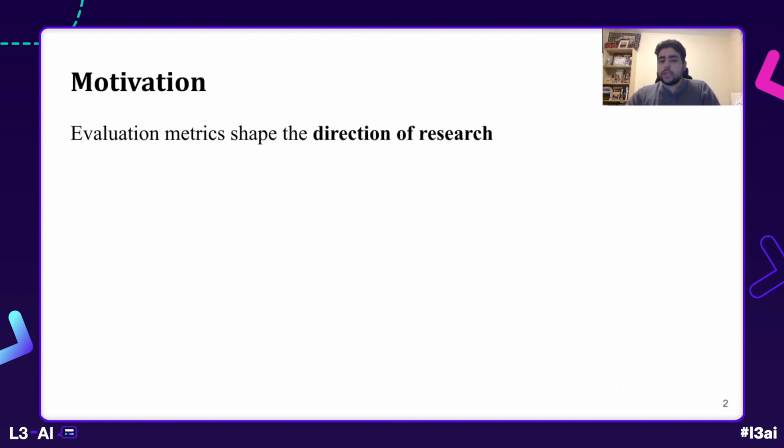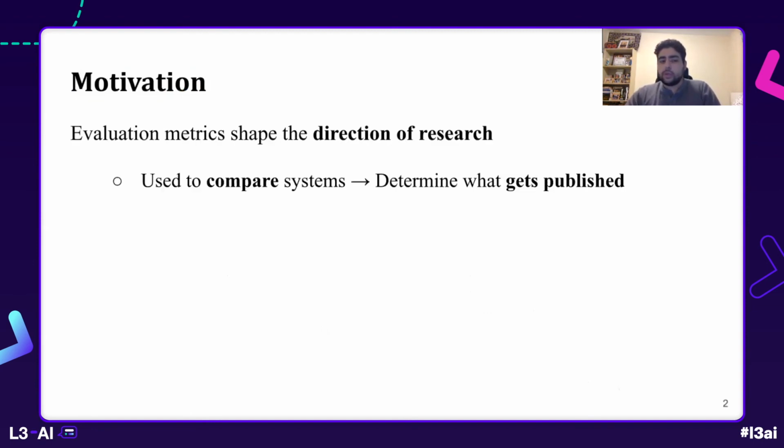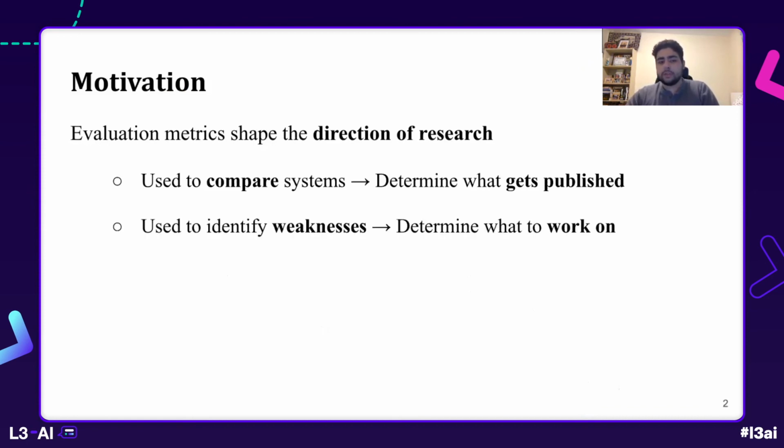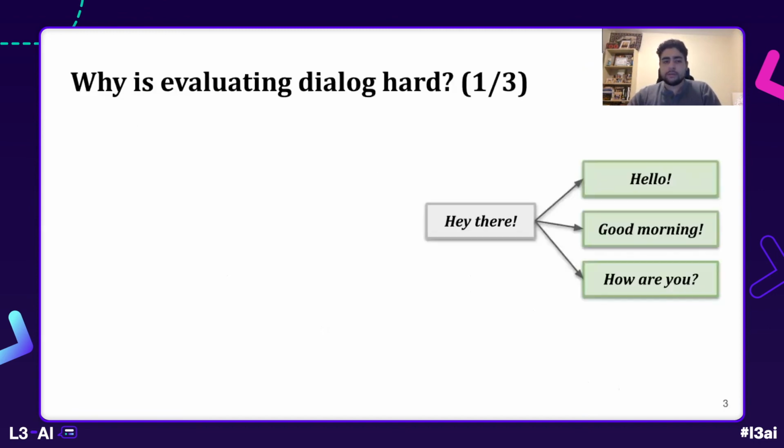Evaluation metrics shape the direction of research. We use them to compare between systems, which determines what gets published, and we use metrics to identify the weaknesses of systems, which determines what people work on. But evaluating dialogue is really difficult for several reasons.